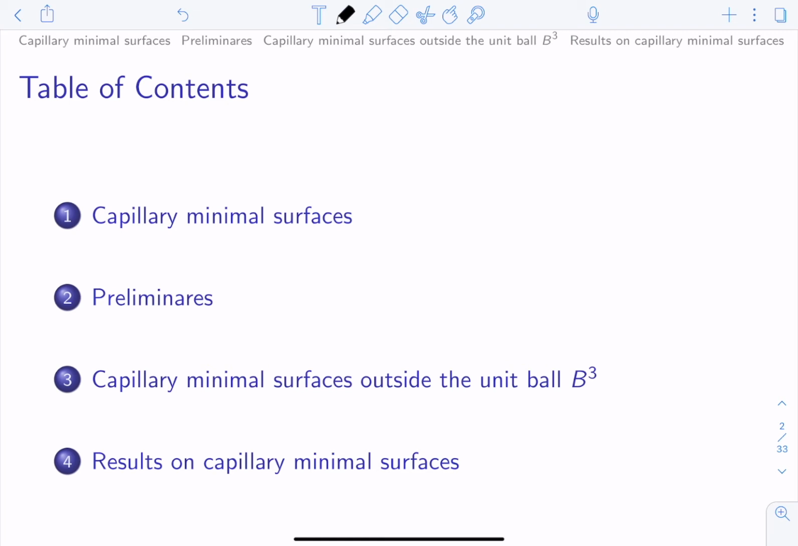Here is a table of contents that I will follow. First, I will briefly introduce capillary minimal surfaces and historical results of their characterizations. Second, I will cover some of the preliminaries that were used in the proof. Most of them are elementary ones, including the Weierstrass representation theorem. Lastly, I will talk about my results on characterization of capillary minimal surfaces outside the unit ball.